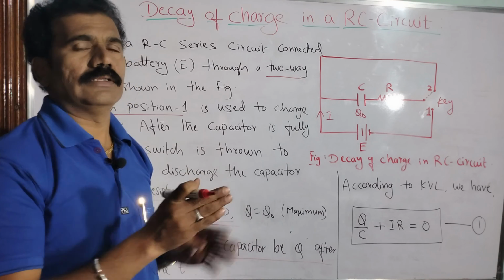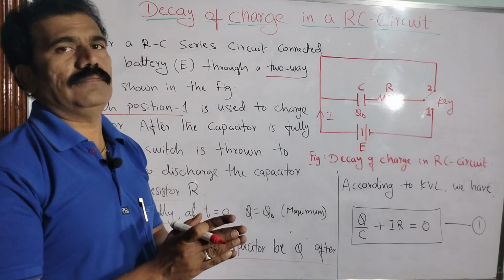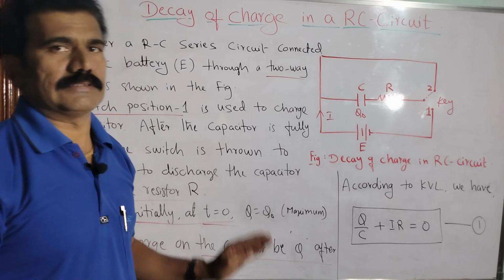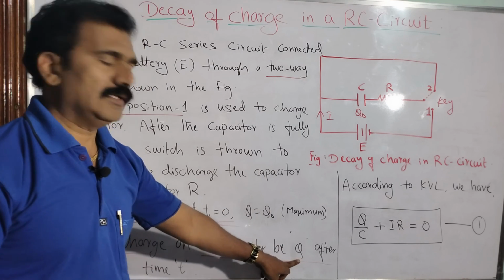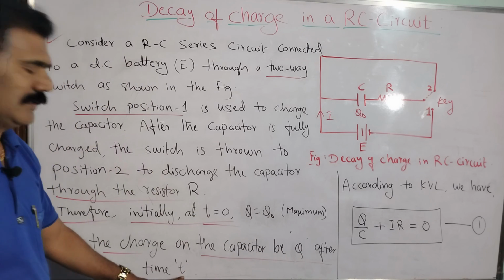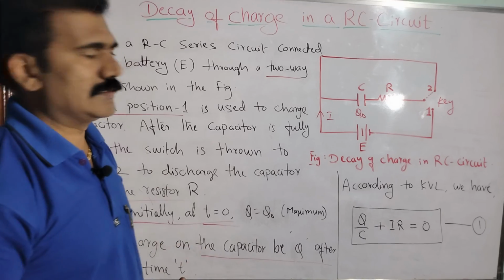During the transient period itself, at any particular instant of time t, the charge in the capacitor is Q. You have to consider the capacitor charge is Q after a certain time t during the transient period.